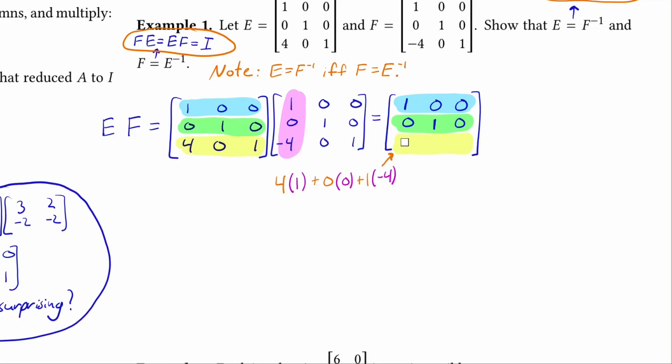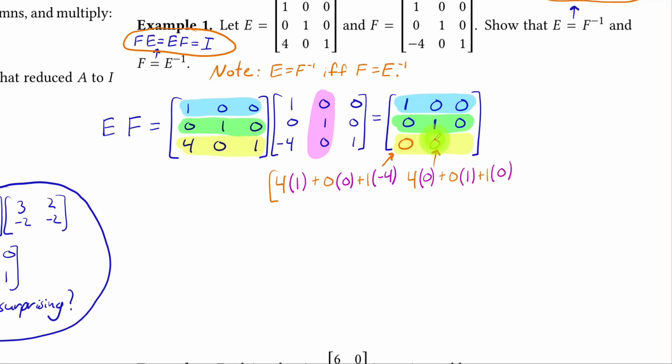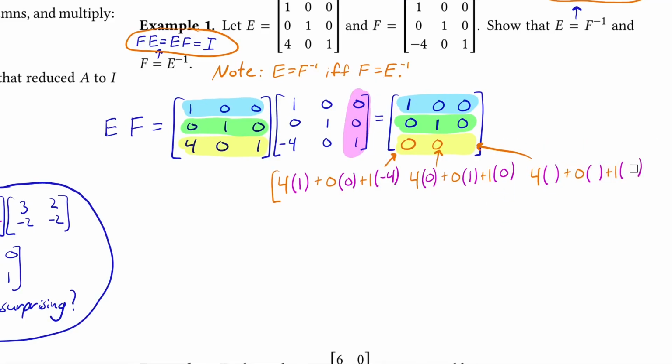Which is 0. In the second entry of this, we're doing the dot product of 4, 0, 1 with 0, 1, 0 now, which is 0. And in the third column, we're doing the same thing with the 0, 0, 1, and that gives you 1. So yeah, this is the identity matrix.